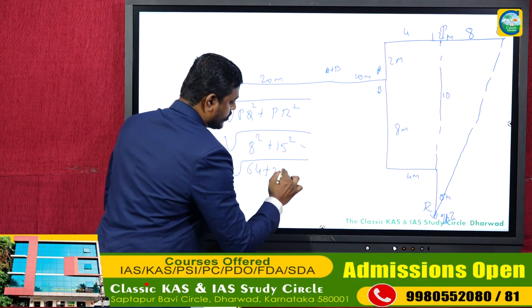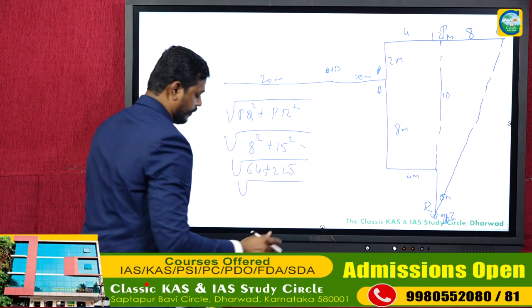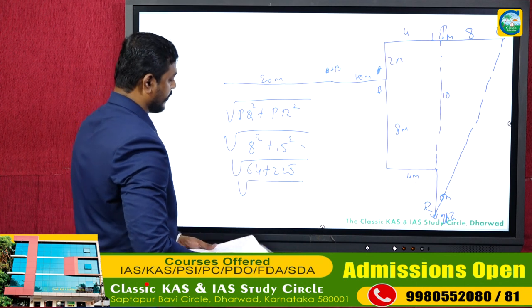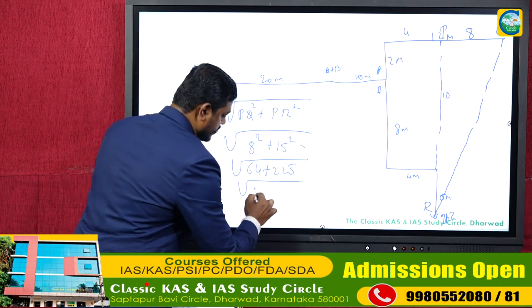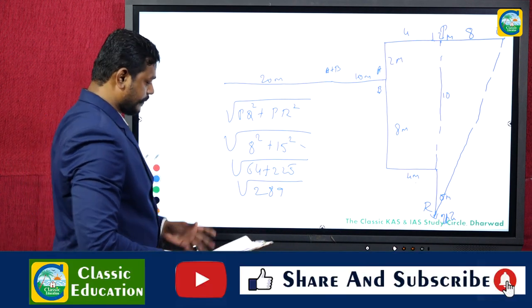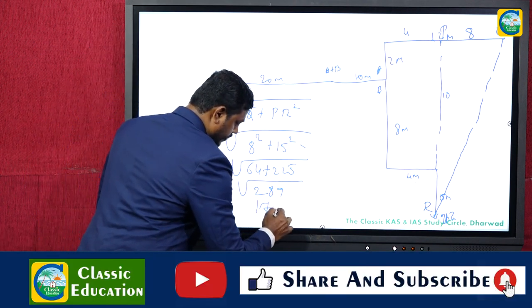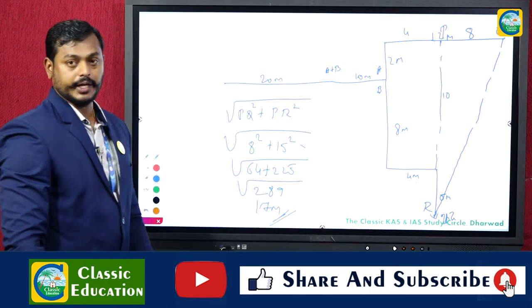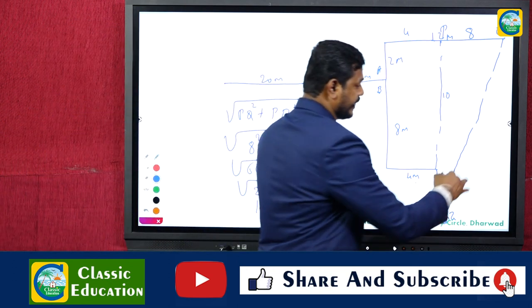64 plus 225 gives 289, and the square root of 289 is 17 meters. The exact answer is 17 meters here.